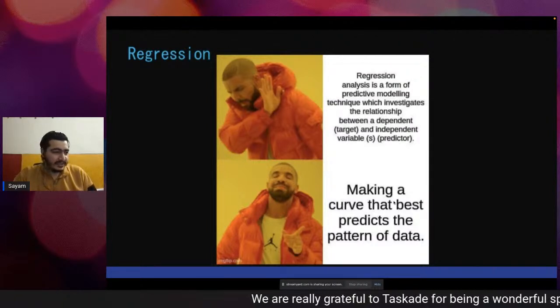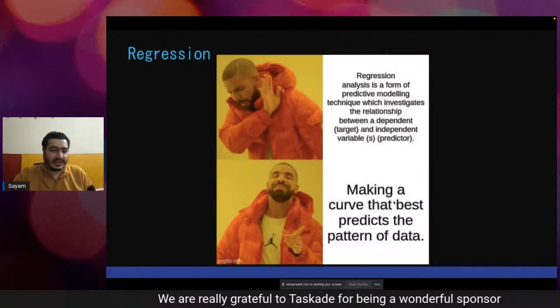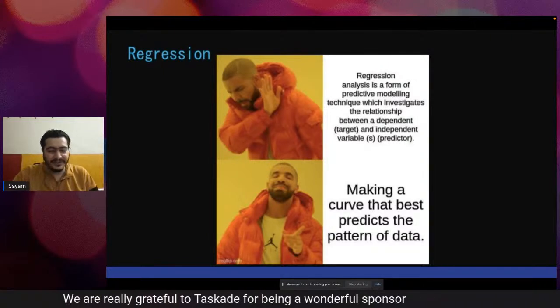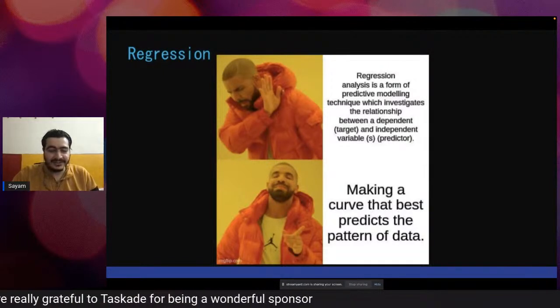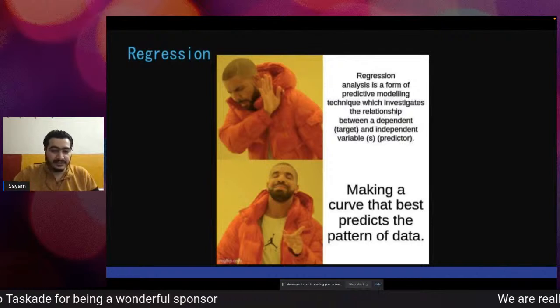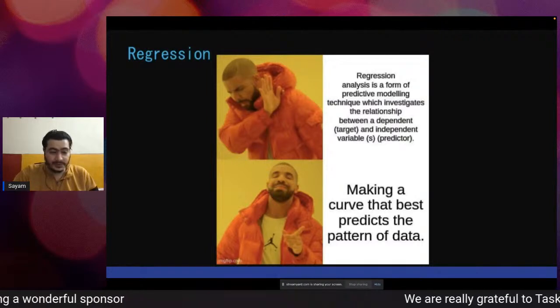And the easiest way to put it is that it's going to help predict the pattern in the data, or the average pattern the data resembles the most.